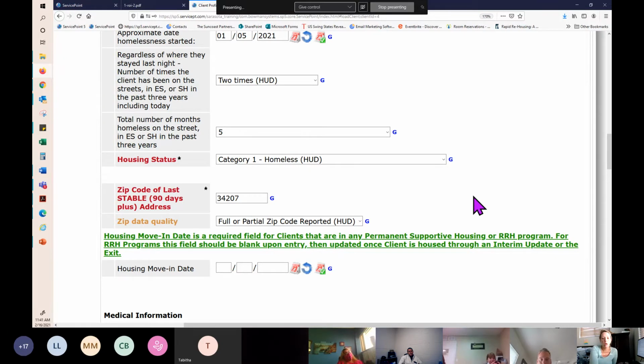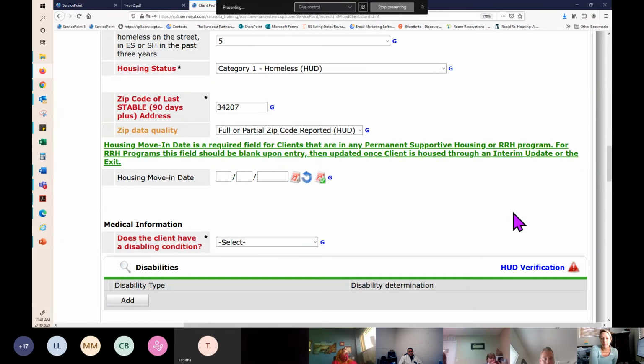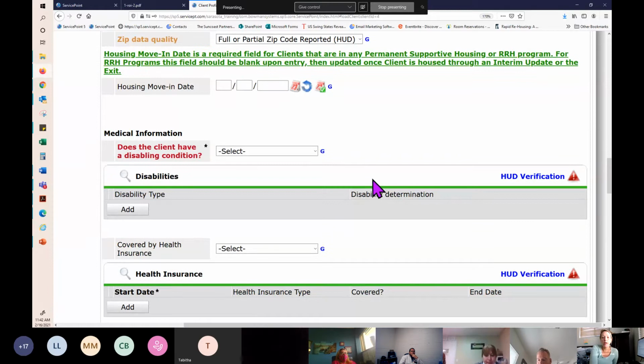So from here, since we are entering the client into a rapid rehousing program, this housing move-in date appears on entry. However, we will not be adding this. As the directions state, for rapid rehousing programs, this field should be blank upon entry, then updated once the client is housed. This is how we see how many days from the time the client entered the program to the time the client was housed. This is how we get that number. Most of you that are working in the HP projects or other client projects will not see this at all.